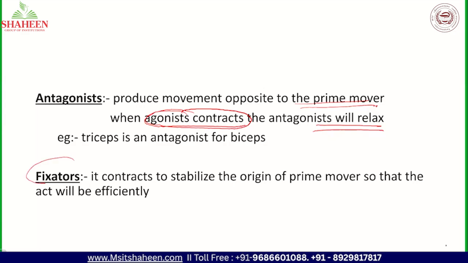Next is about the fixators. What is meant by a fixator? It contracts to stabilize the origin of a prime mover. We already learned that the origin will be a stable, stationary point. The insertion point is the only point that undergoes movement, right? So you want to keep the origin point fixed. Some muscles are held for that function. They are known as the fixators.